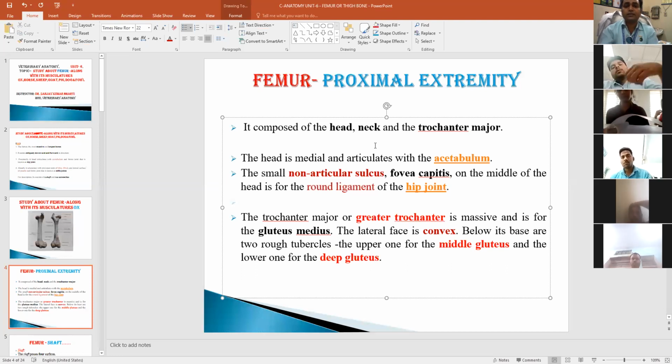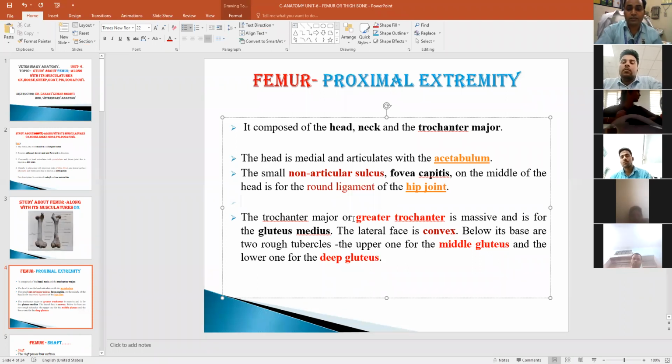So about the head, it is a round structure located medially, and in the center having a non-articular sulcus known as the fovea capitis, along with the round ligament. It comes in contact with the hip bone and forms a joint known as the hip joint.